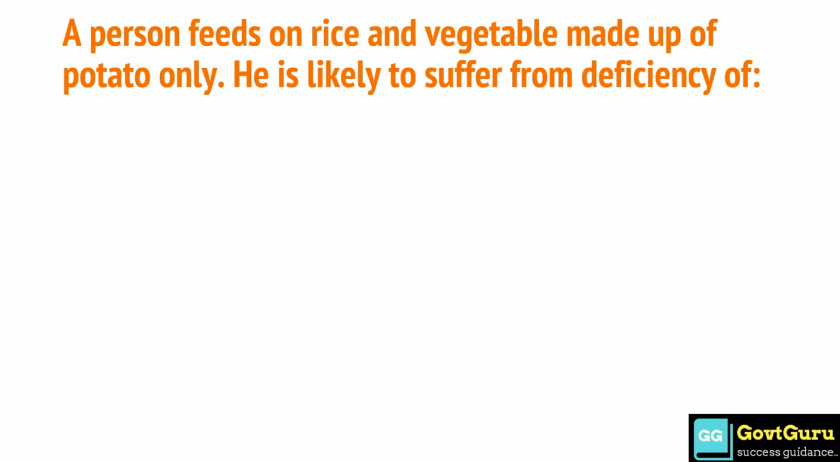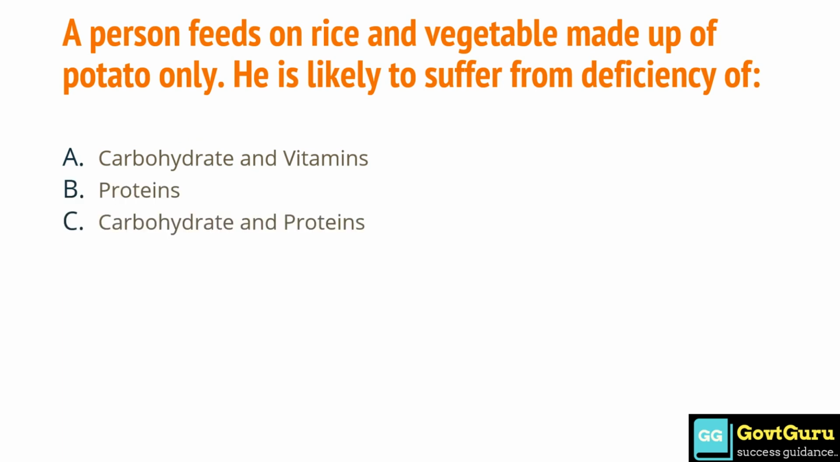A person feeds on rice and vegetable made up of potato only. He is likely to suffer from deficiency of option A, carbohydrate and vitamins, option B, proteins, option C, carbohydrate and proteins, option D, proteins and fats. So the correct answer is option D, proteins and fats.